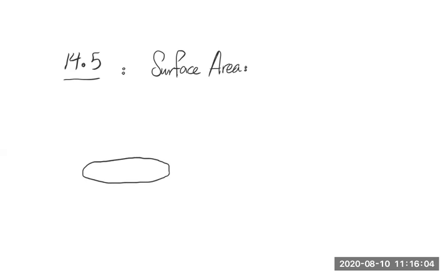Let's continue with section 14.5, surface area. What is the idea here? So we had these surfaces. We talked about these surfaces, and we talked about the volume bounded by these surfaces and other planes. Now there is something else we can discuss, and that's the area of the surface itself, right? The area of this surface.